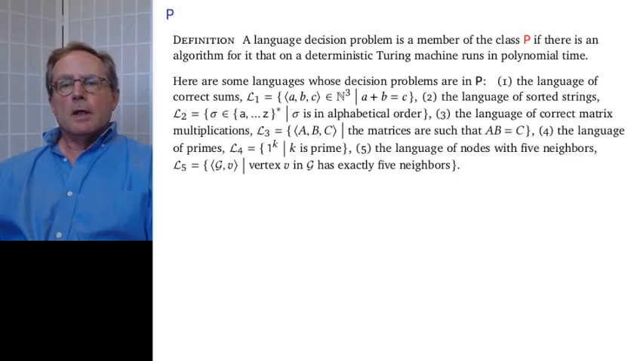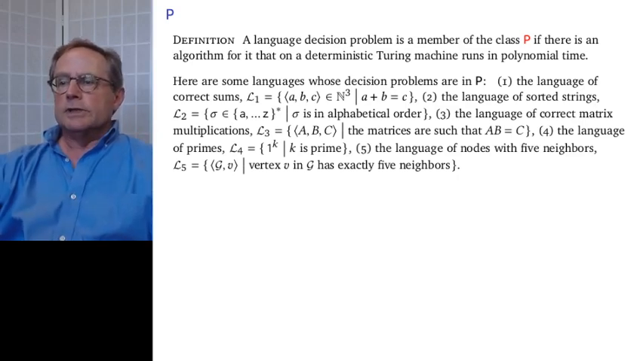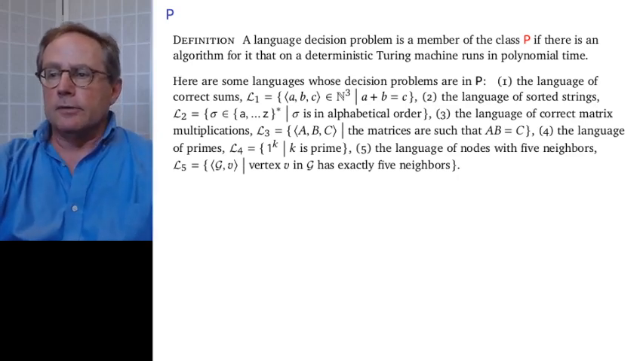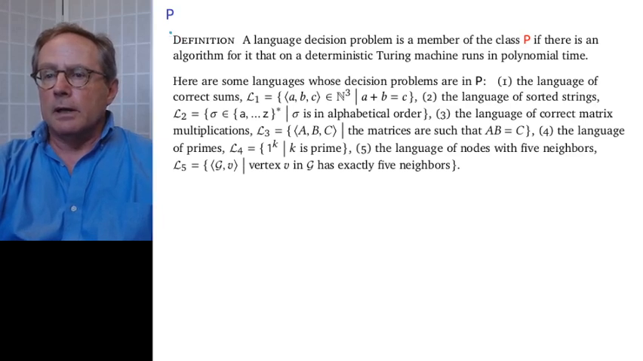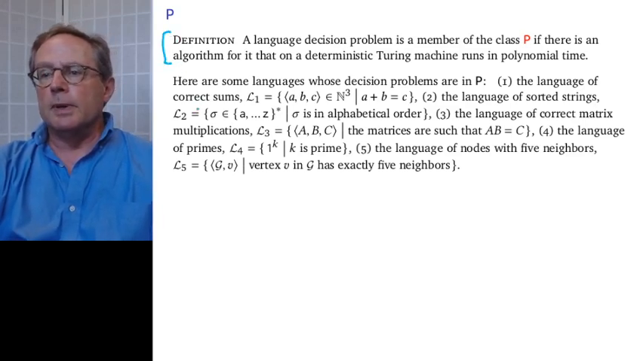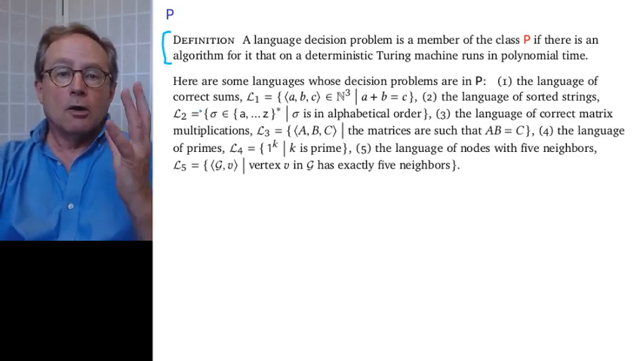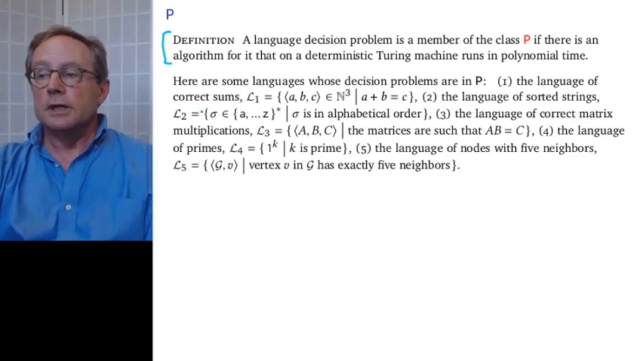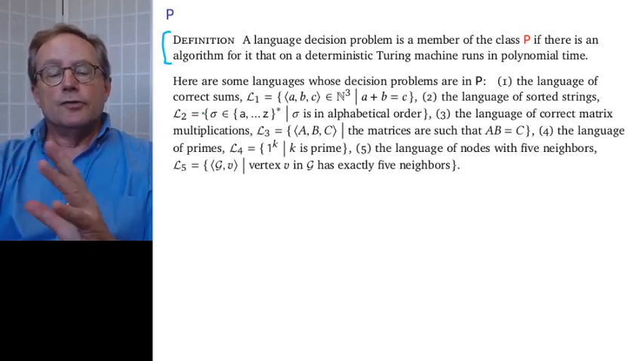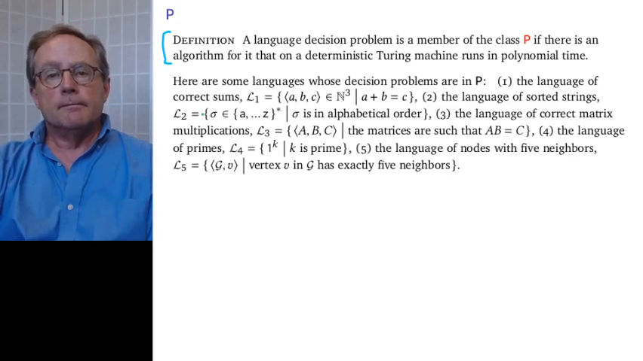Okay, so that brings us to our first class, in some sense the basis class, the key idea, P. A language decision problem is a member of P if there's an algorithm for it on a deterministic Turing machine, our regular model, that runs in polytime. And again, polytime is our interest as some kind of solvability.